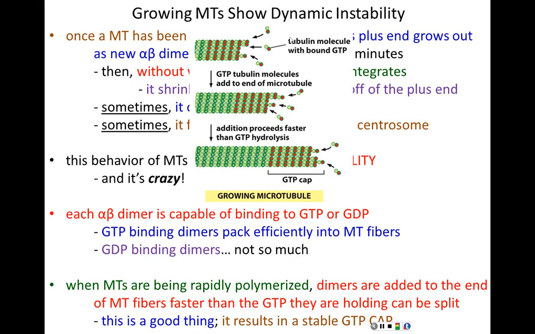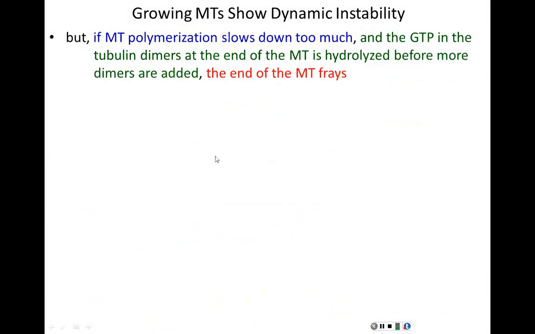So what we have in this case is what we call a stable GTP cap of the microtubule, meaning that all of the alpha-beta dimers at the end of the growing microtubule contain GTP, because that microtubule is growing so fast, and that's a stable cap holding the rest of the microtubules in place, even though they contain GDP.